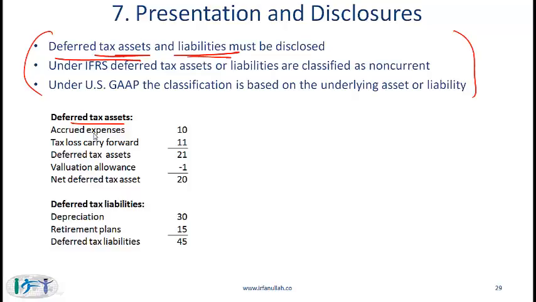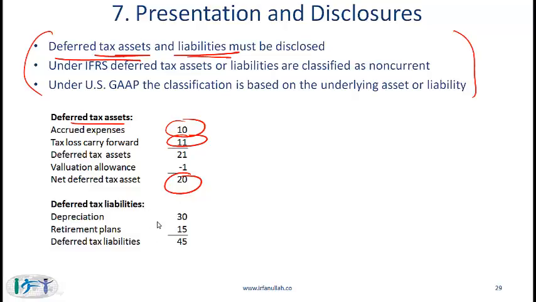For example, with a deferred tax asset, you might have a net value of 20, but where this 20 is coming from needs to be shown in the footnotes. For example, here with deferred tax assets, we might have accrued expenses 10. So that's one component. Tax loss carry forward is also contributing to your deferred tax asset. Then we have a valuation allowance of 1 and your net deferred tax asset is 20.